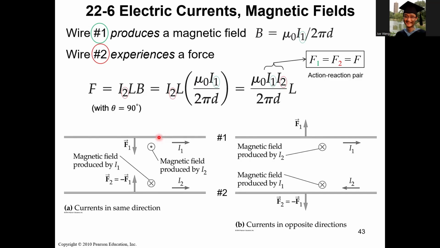Okay, so we derive that this magnetic force is proportional to both currents, I1 and I2, and inversely proportional to the distance. And if the two currents are flowing towards the same direction, we derive that there will be attraction between those two wires. Okay, if the current is flowing in opposite directions, then there will be repulsion between those two wires.